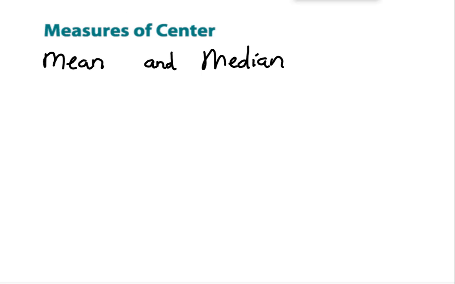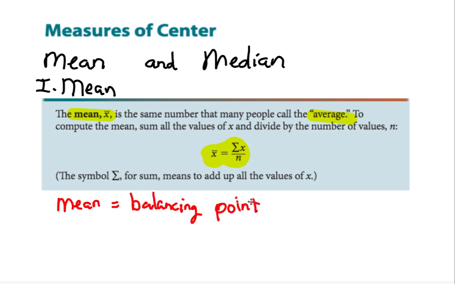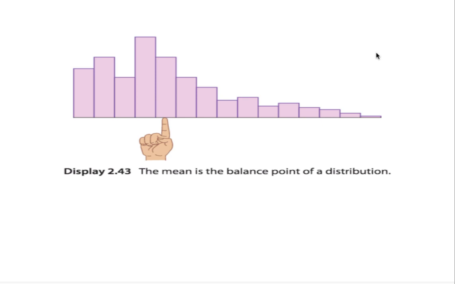Mean, symbolized by x with a bar over it, x bar, which we often think of as average. To compute the mean, we find the sum of all the values of x, and then we divide by the number of data points we have. So you can visually think about the mean as the balancing point. As you can see in this graph, it's the point where it balances all the data. And let's look at how to compute the mean.